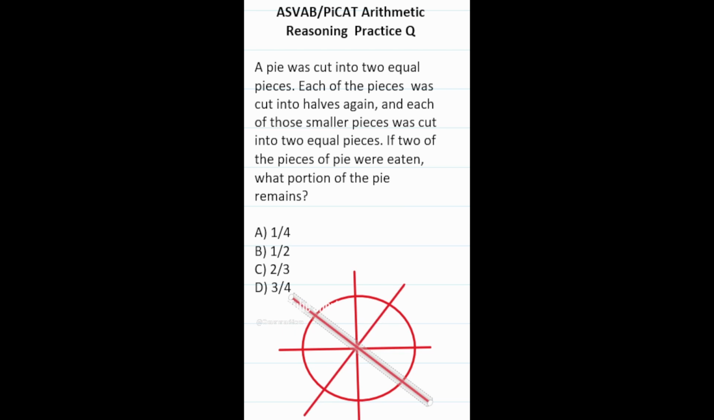So first, let's find out how many pieces of pie we have. We have 1, 2, 3, 4, 5, 6, 7, 8 pieces of pie. Again, if you eat two of them, that becomes 8 minus 2, or 6 pieces of pie left. What portion of the pie is that? Well, let's reduce this by a common factor of 2. This becomes 3 over 4. 3/4 of the pie is left.